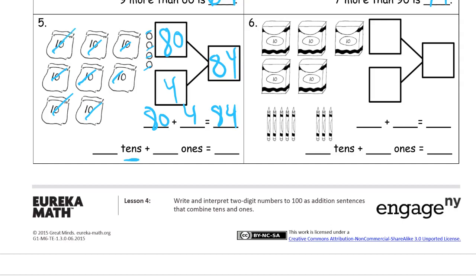Because if we just count how many tens there are, that's a 10, that's a 10, that's a 10, that's 3, 4, 5, 6, 7, that's 8 tens. Not 80 tens. 8 tens plus 4 ones is 84.